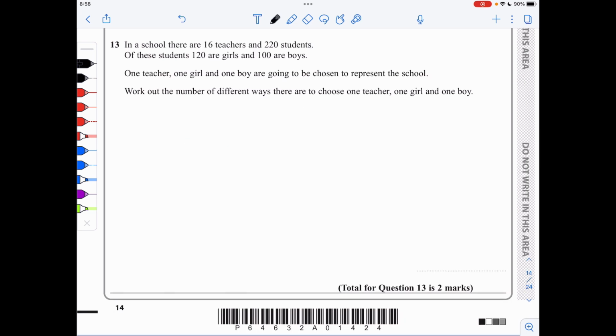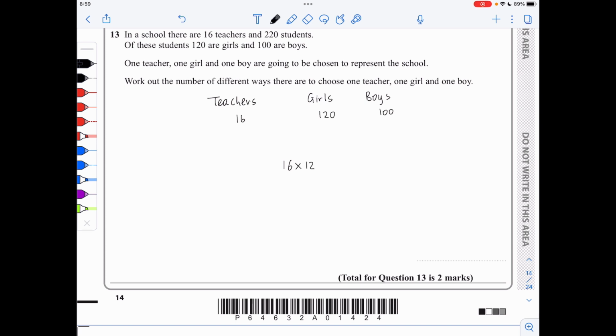In question 13, we've got teachers and students, girls and boys. We've got 16 teachers, 120 girls and 100 boys, and we're going to be choosing a teacher, a girl, and a boy to represent the school. We need to work out the number of different ways that this can be done. So we've got 3 groups of people, the teachers, the girls, the boys, and we've got 16 teachers, 120 girls, and 100 boys. So to find the total number of different ways, multiply 16 by 120 by 100, which gives 192,000 different ways that this can be done.